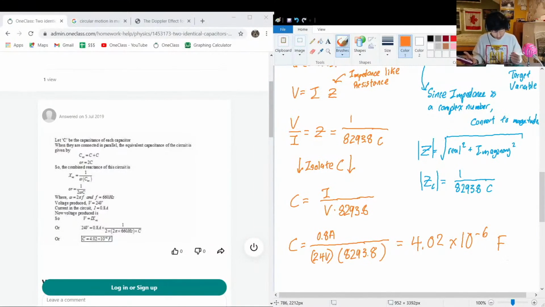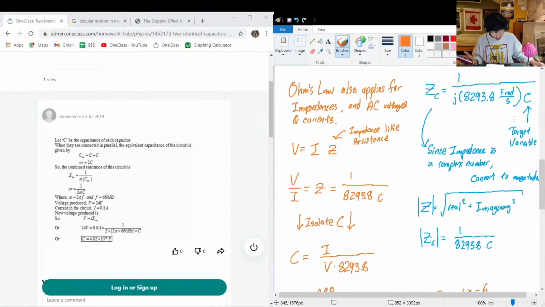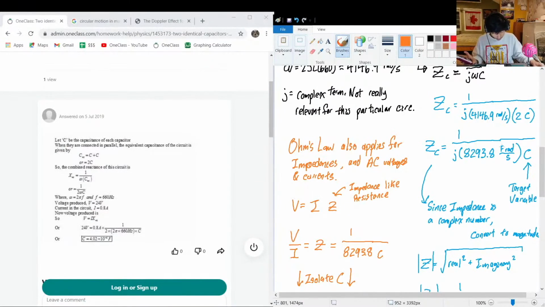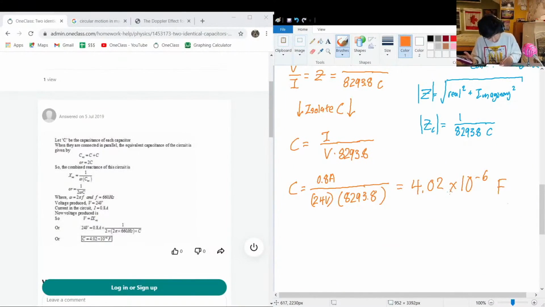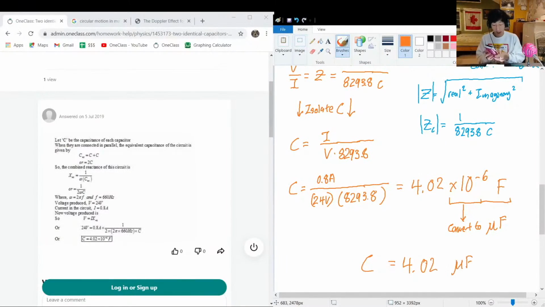Remember, capacitors always have the unit of farads, and that would make perfect sense here because I didn't write the unit attached to that 8,000 term, but we know that it was radians per second. So I'm sure that would all work out, and we come to farads. Another way that we could write this is to convert that to a microfarad. So we have C is equal to 4.02 microfarads. And that is a pretty reasonable answer. A lot of times you'll see capacitors that are measured in microfarads.